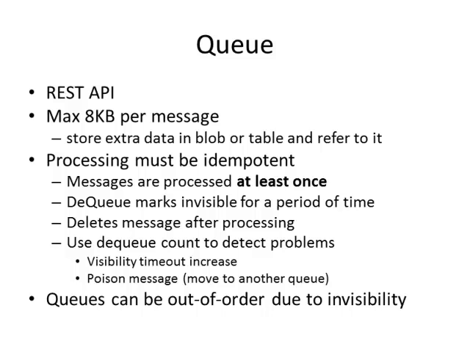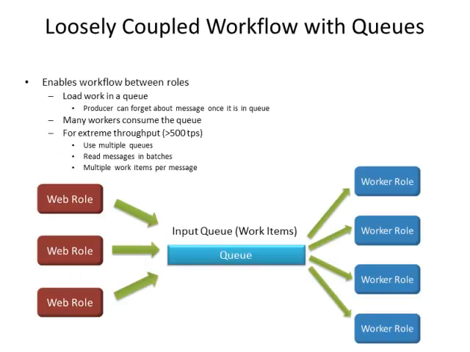And it's a nice way to do asynchronous operations. So yeah, loosely coupled. Once something's put something into the queue, it knows it's going to be processed at least once, so it can just forget about it. So things can go into the queue, the web roles or whatever can forget about them, and the worker roles can pull them out. If you want high throughput, so transactions per second, you can use multiple queues, you can read multiple messages, or each message can contain more than one work item. So, that's queues.